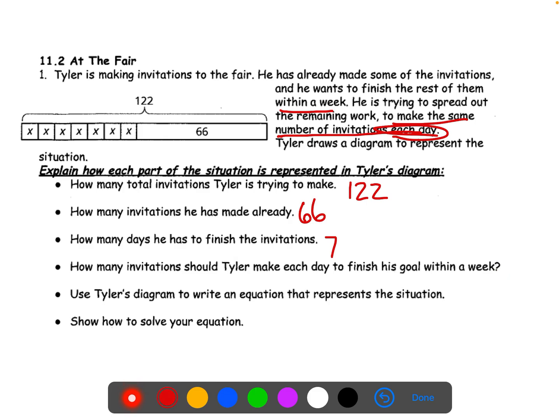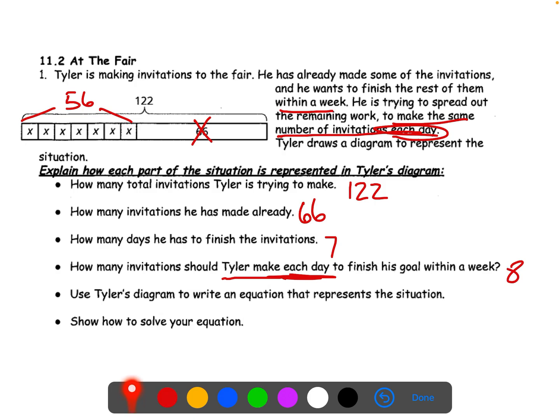First, what we'd want to do is get rid of what he's already made, but we have to remove that from the total as well. So we would take 122, remove the 66, and he's left with 56 invitations to still create. Now remember, he's doing that over 7 days. So we're answering not how many he still has to make, but how many he has to make each day to finish his goal. So we're going to take the 56 that still needs to be created, divide it by 7, and that tells us that he needs to still create 8 invitations each day.